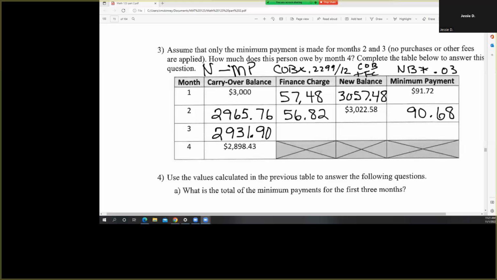So the carryover balance has come down some. So we should expect our finance charge should be smaller than 56.82, but not a whole lot smaller. How much? What do you have on your calculator? $1,702. So 17.